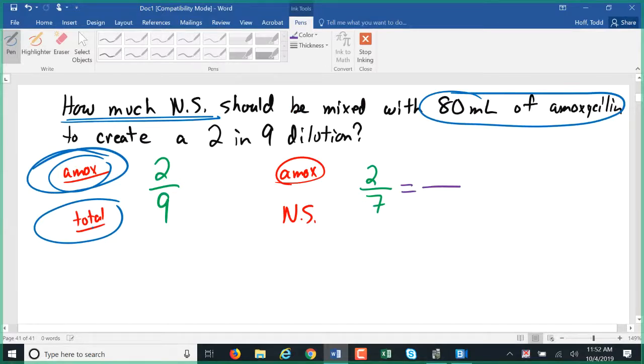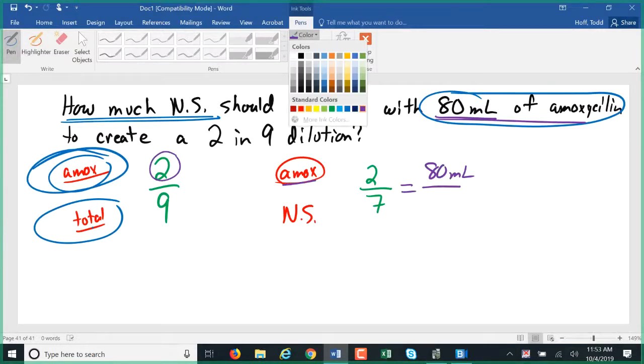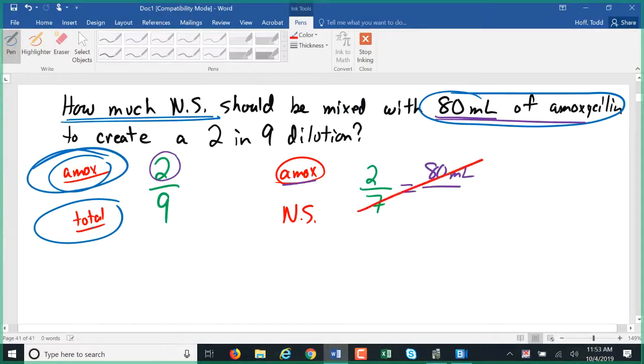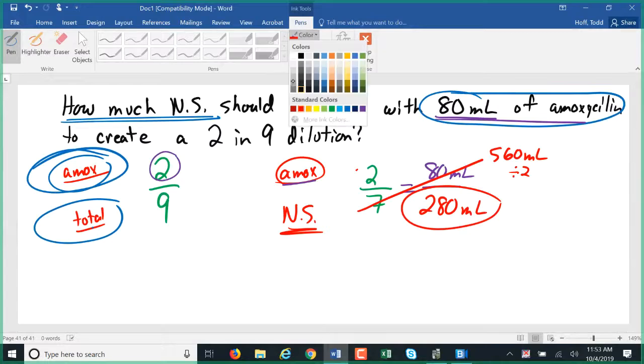There's still 2 parts of amoxicillin. Instead of comparing it to the total, we want to compare it to the rest of it, which is 7 parts of saline. So we have 80 milliliters of amoxicillin. That goes, the amoxicillin, 80 milliliters, and we cross multiply and divide. 7 times 80 is 560 milliliters. We'll divide by the 2, giving us 280 milliliters of saline that should be mixed with that 80 milliliters of medication.